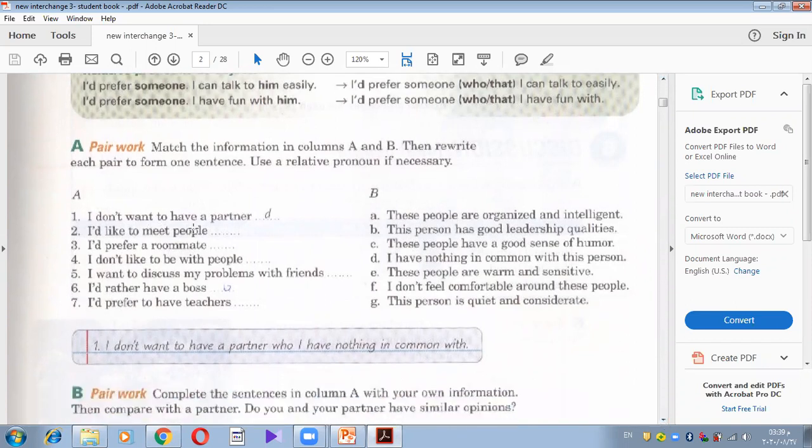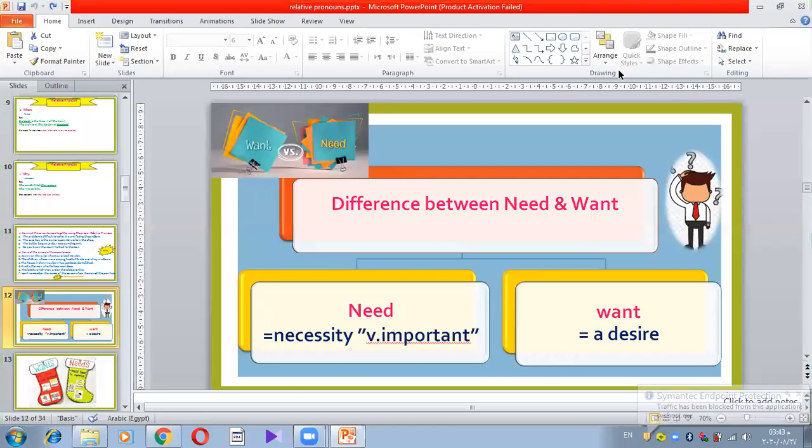I don't want to have a partner who... You're going to match it with a suitable word or a suitable sentence for you, who I have nothing in common with. I'd like to meet people... and you're going to choose the right sentences, completing in the middle with the right relative pronoun. I prefer a roommate. I don't like to be with people. I want to discuss my problems with friends. I'd rather have a boss. I prefer to have teachers who or whom or where or when. You can complete it with the right relative pronoun as well.